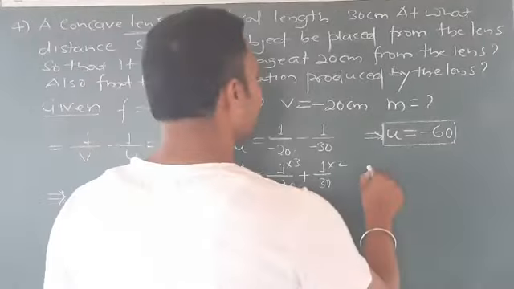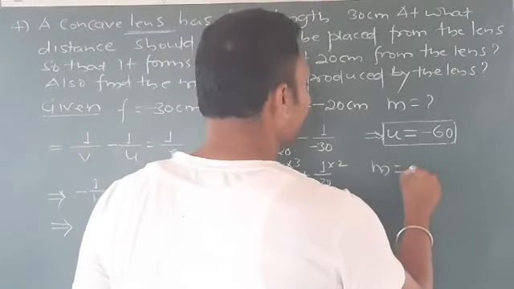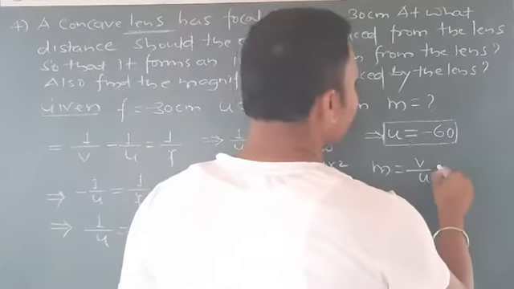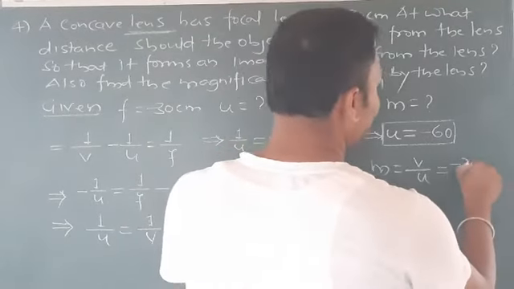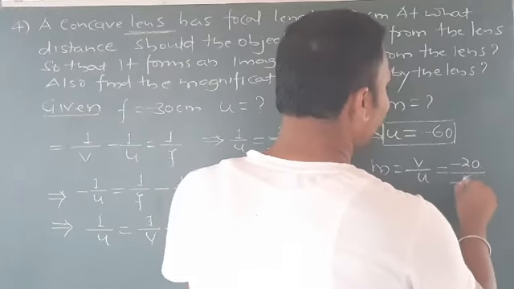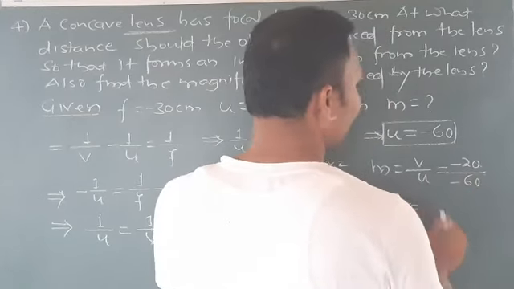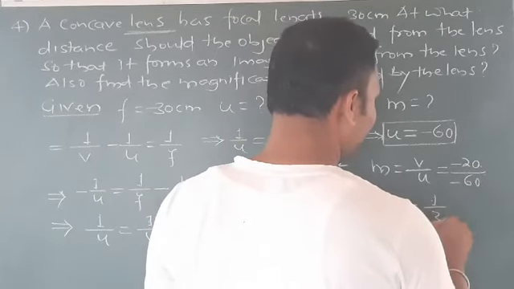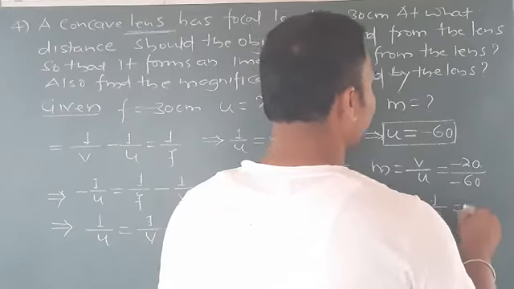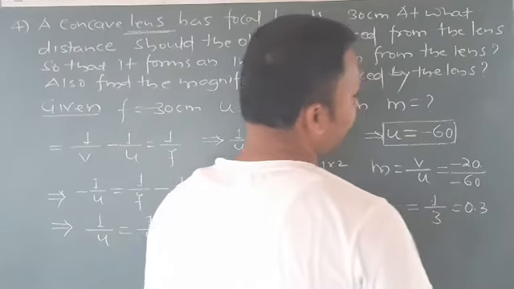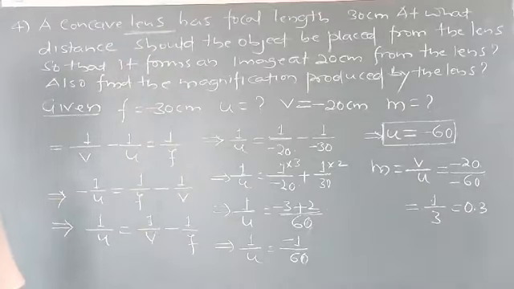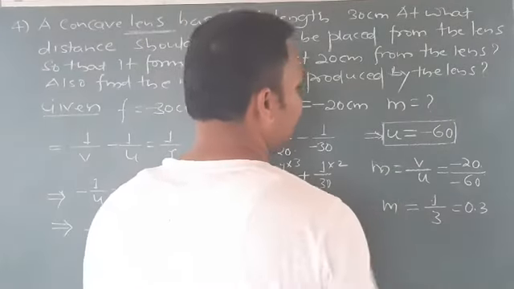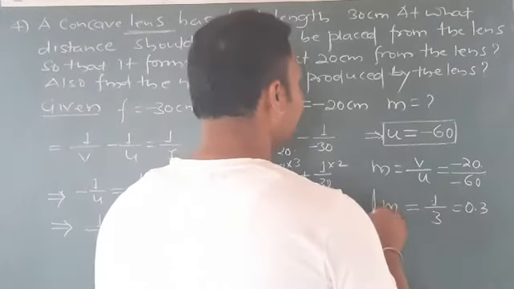This is a lens, so m is equal to v by u. Now v is how much we have? Minus 20, and u we have minus of 60. So what is the answer here? 2 ones are 2, 3 twos are 6, so 1 by 3. So we'll get 1 by 3, which means it is 0.3. So this is the magnification, m is equal to 0.3.